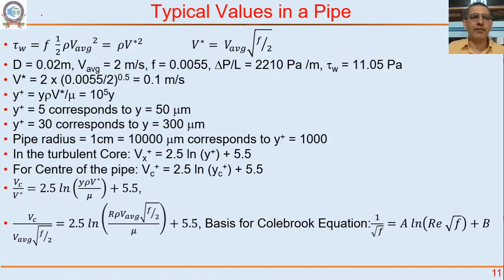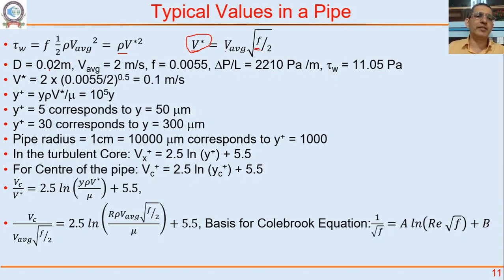Just for some typical values, let's calculate. Tau w is f multiplied by half rho v average square. It is also defined as rho v star square. So v star, the friction velocity, would be v average square root of f by 2. Now you know why we are calling this the friction velocity, because it is characterizing the friction factor.